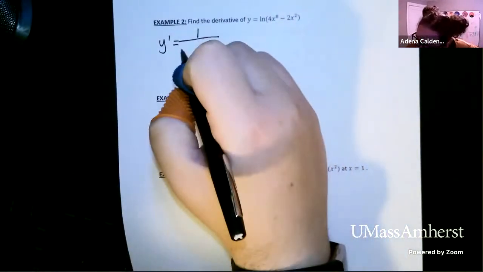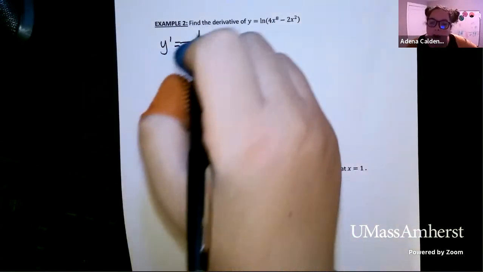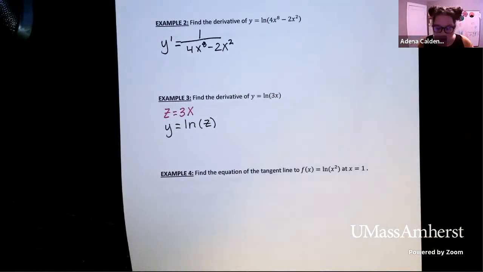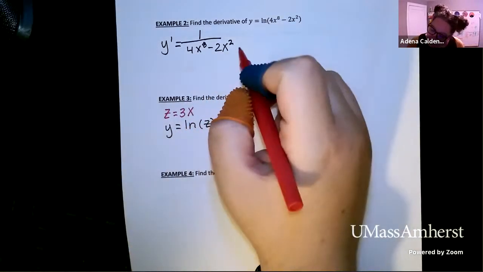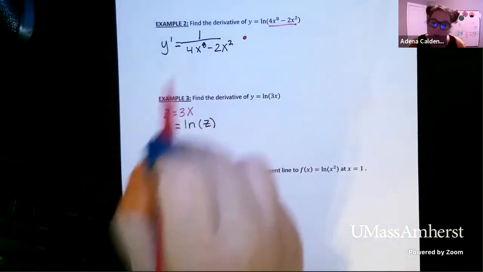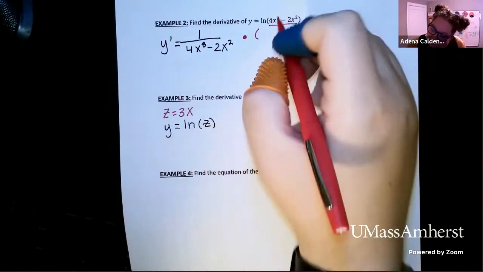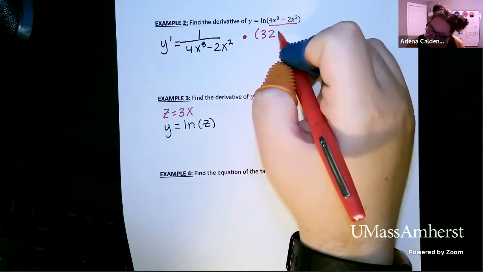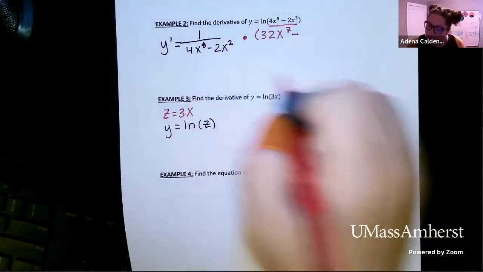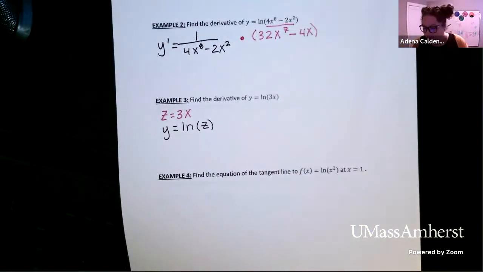So here we have 4x to the 8th minus 2x squared. But we have to remember that it's not enough to just do 1 over that function. We have to multiply by the derivative of the inside. So the derivative of this 4x to the 8th minus 2x squared. So the derivative of 4x to the 8th, the 8 is going to come down. We're going to get 32x to the 7th minus, and then here we get 4x to the 1. Again, you don't have to write the 1, you can write the 1.